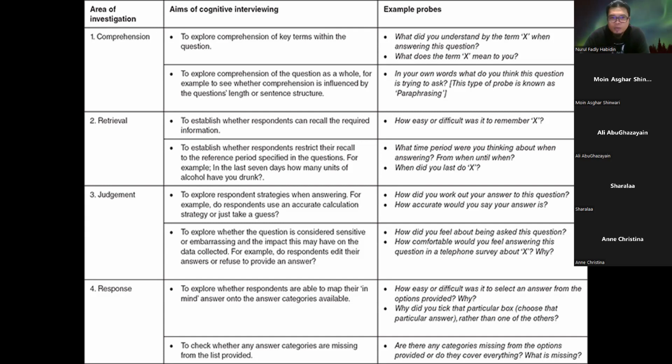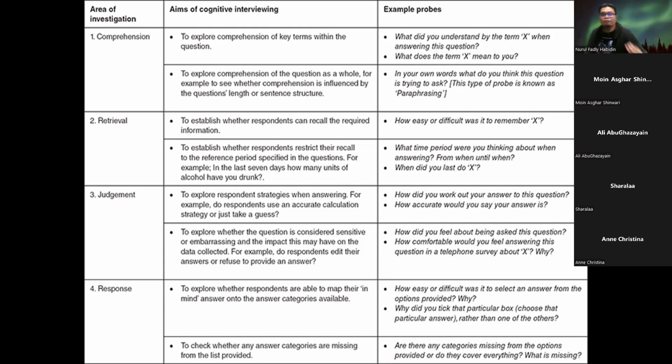Another one, this is a question for the comprehension investigation: in your own words, what do you think this question is trying to ask? You can ask this or whatever, but these are the directions. That's why it's really important, before you have the prompt question, you should know which research question and which research objective this prompt is for, and what the keywords are for this area of comprehension.